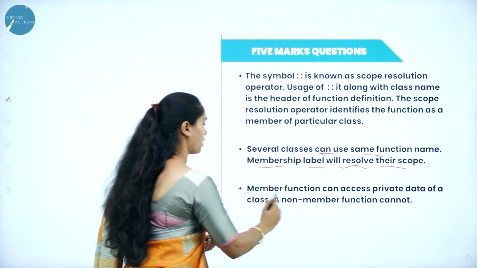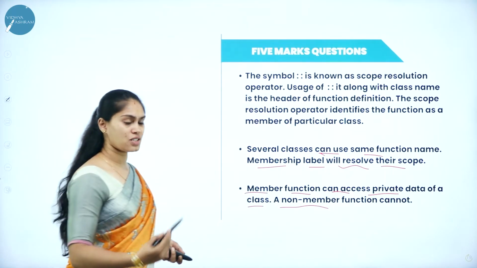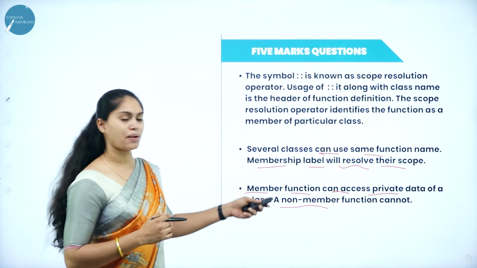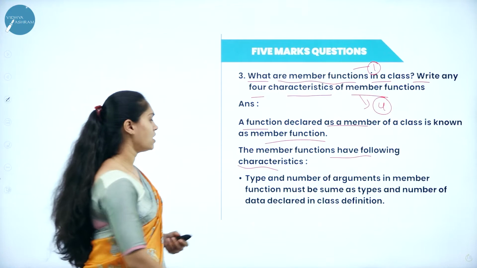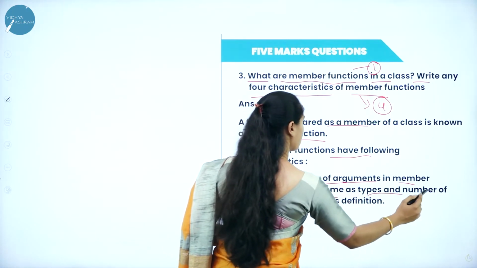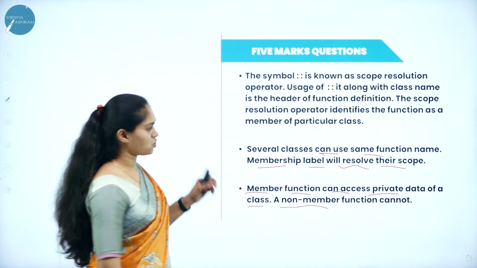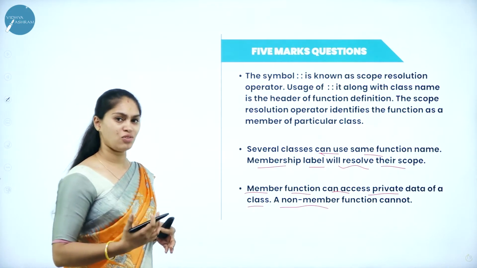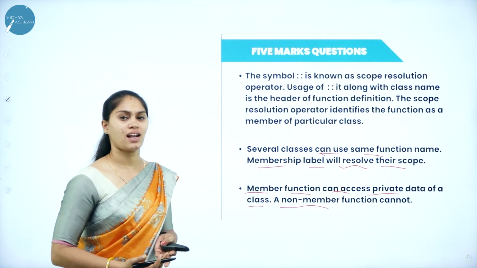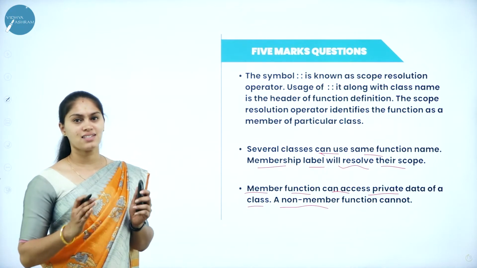Also, a member function can access private data of a class and a non-member function cannot. That is the main usage of having a member function. The type and number of arguments in a member function must be the same as the types and numbers of data declared in the class definition. These are the characteristics of a member function, whether it is inside or outside the class definition. Most of the time these characteristics are followed for outside a class definition.